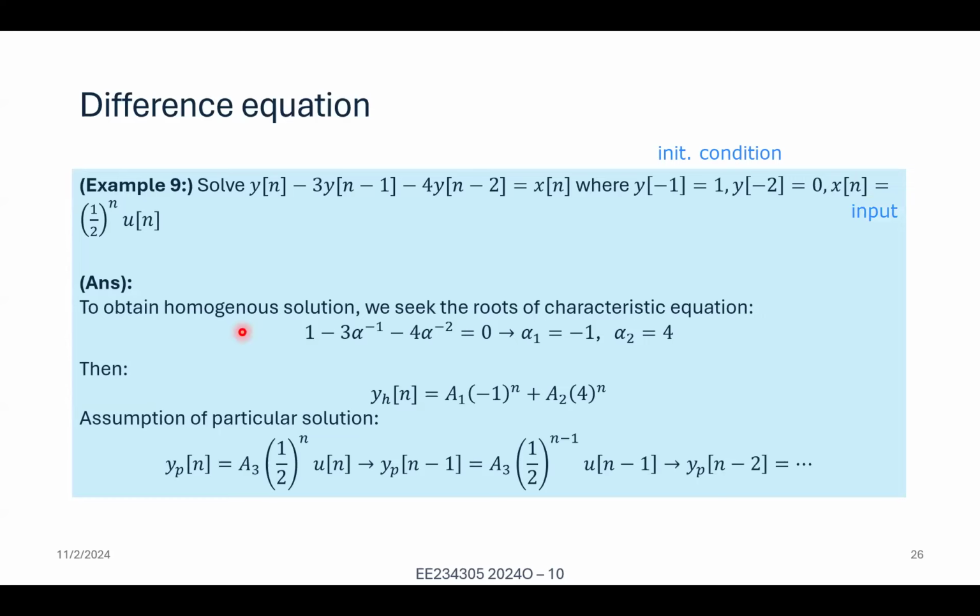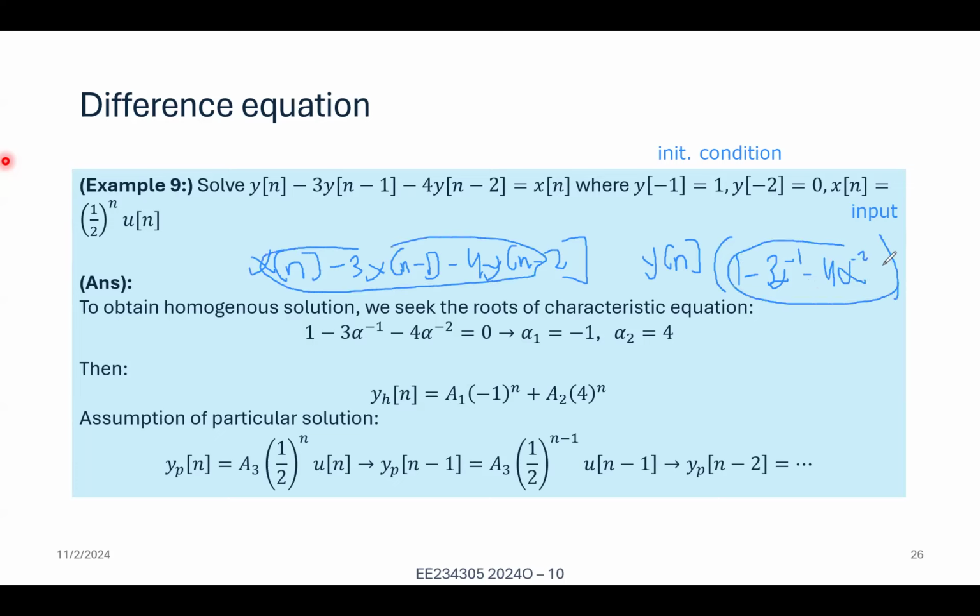And to obtain the homogeneous solution, we seek the roots of the characteristic equation, 1 minus 3 alpha to the minus 1 and so on. So how do we obtain this? Of course, by setting this to 0. We basically change the yn minus 3yn minus 1 minus 4yn minus 2, so this is like 1 minus 3 alpha to the power of minus 1 minus 4 alpha to the minus 2. So this is from this. And alpha 1 is minus 1, alpha 2 is 4.